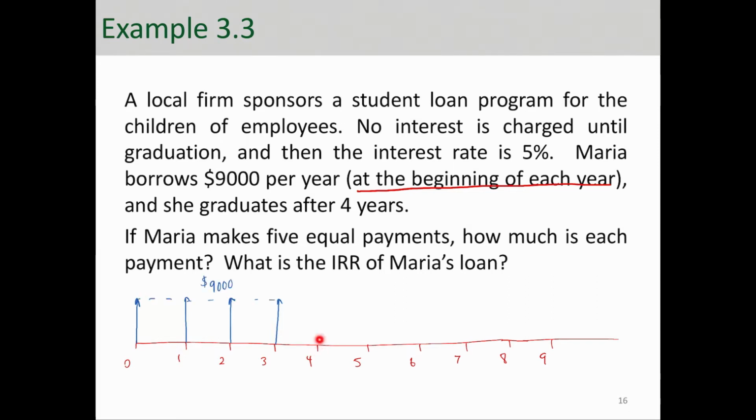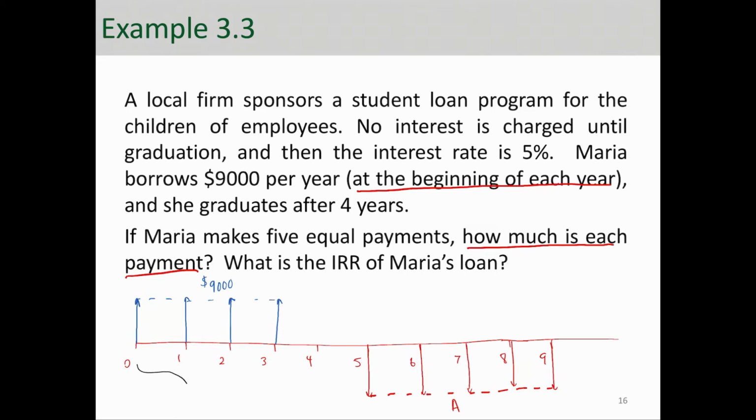So here at the end of year 4, she graduates and she starts to pay back the loan at year 5. So the starting point of these payments will be year 5, year 6, year 7, year 8, and year 9. And these are 5 equal payments as they describe here in the problem. So the first step is to calculate how much is each payment, those 5 payments that we have here.